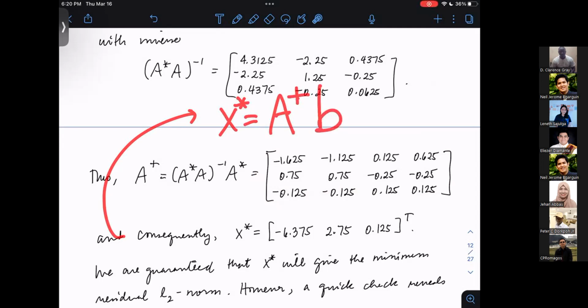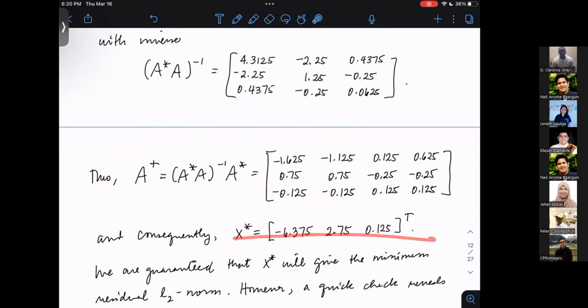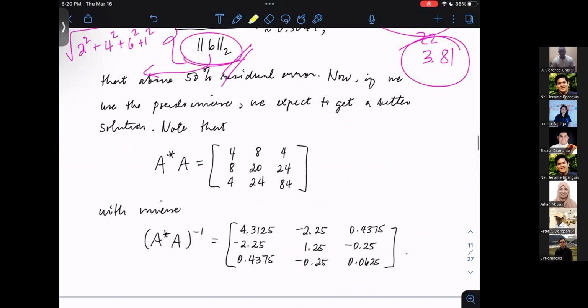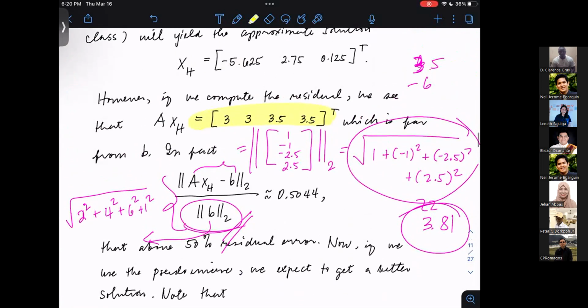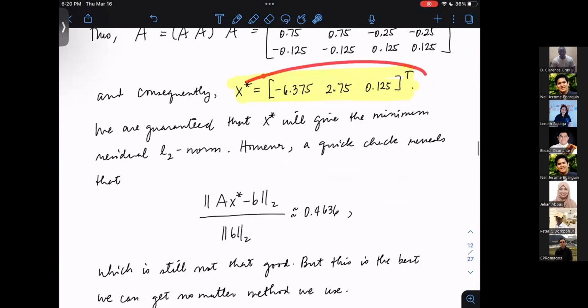If you compute A plus B, you will get this vector. Negative 6.375, 2.75, and 0.125, which is far from what we got from the Householder solution. The Householder solution, how does it look like? It is negative 5.625, 2.75, 0.125. And this thing is like that. All right, so they are really different from each other, right?